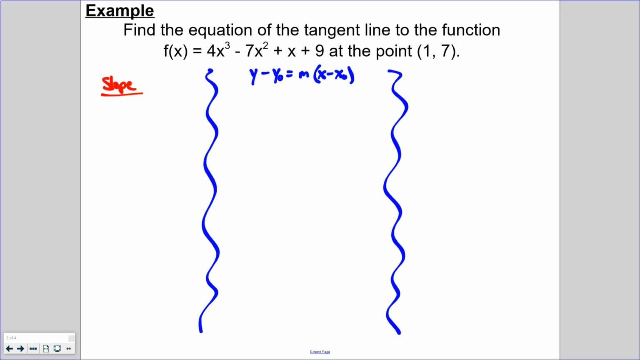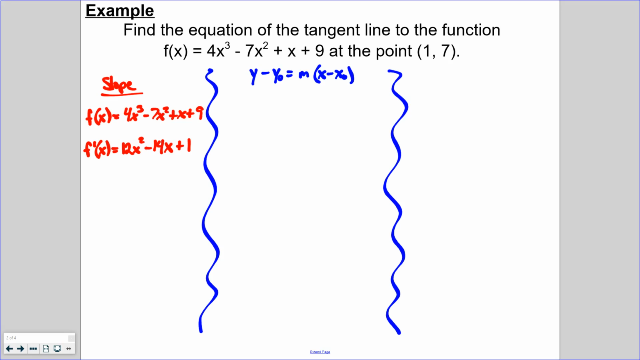Alright, so to find the slope, we know that the slope is equal to the derivative of our function. So we can start out with our function f of x is equal to 4x cubed minus 7x squared plus x plus 9. And this is a polynomial here, so we can take the derivative by using the power rule and the sum and difference rules. So therefore f prime of x is going to be 12x squared minus 14x plus 1.